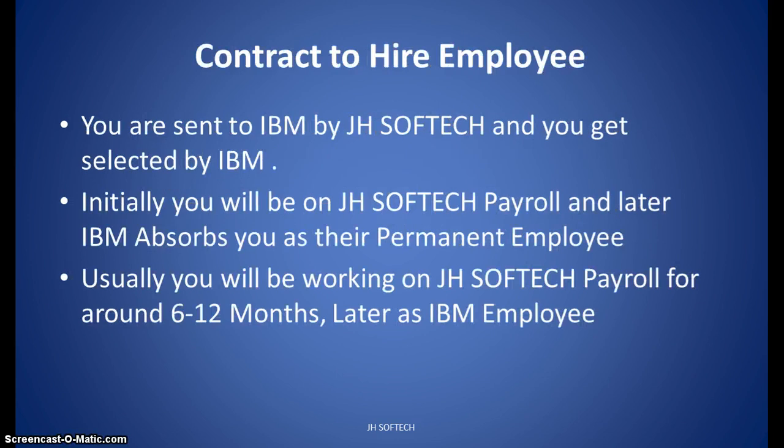So the next type of employment is contract to hire, wherein you are sent to IBM by JS Softech, and you get selected by IBM. Initially, you will be on the payroll of JS Softech, and later IBM absorbs you as their permanent employee. Usually, you will be working on the JS Softech payroll for around 6 to 12 months.